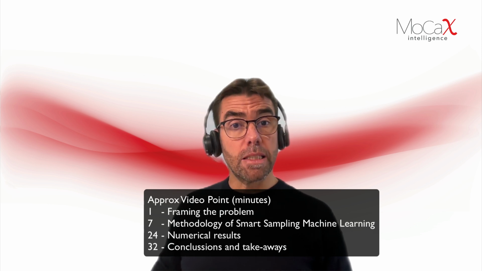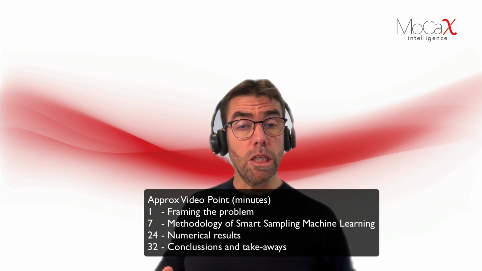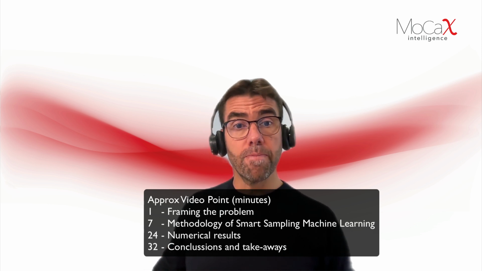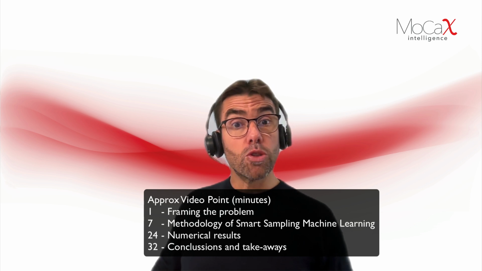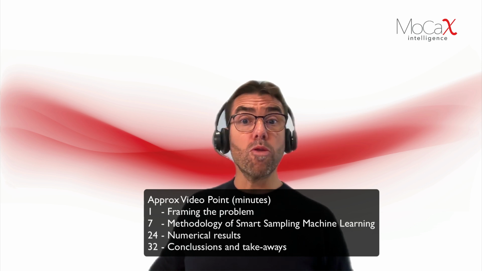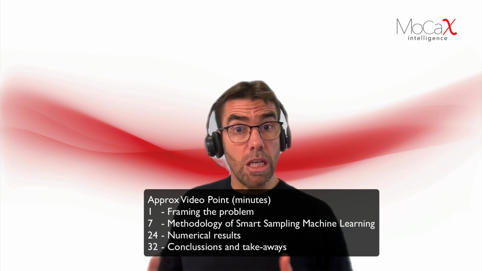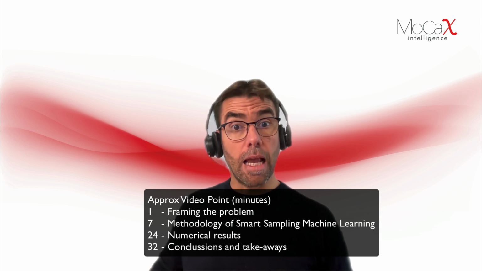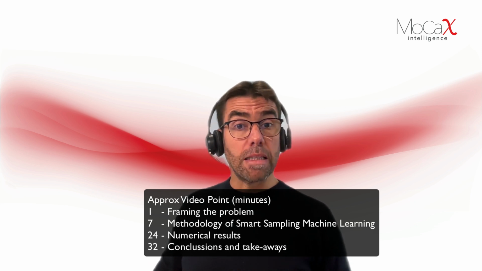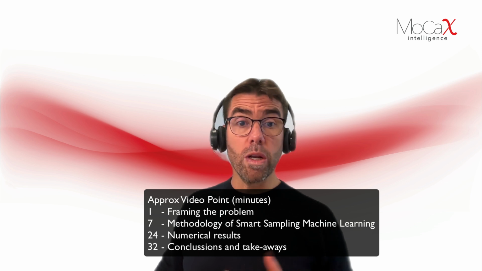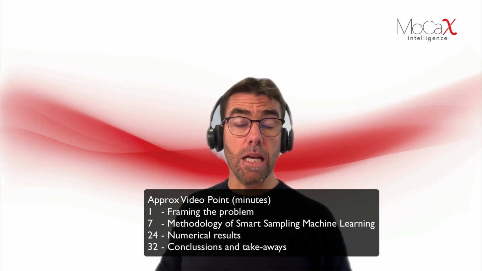Then, in around minute 7, we're going to talk about the methodology of smart sampling machine learning. Then, in around minute 24, we're going to see some numerical results of what can be achieved with actual real live results. And then finally, in around minute 32, we'll go through some conclusions and key takeaways.